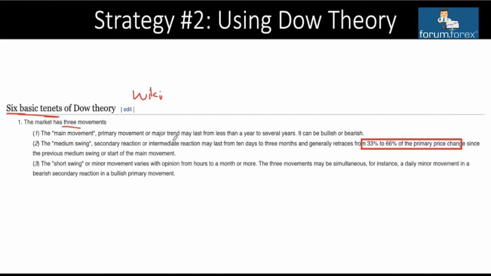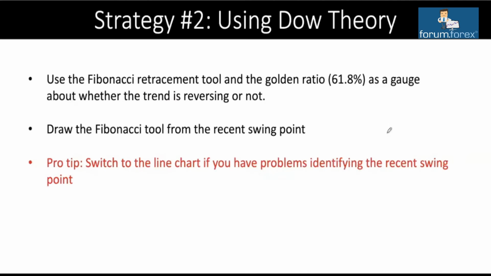So if you look at this Wikipedia and find out what the Dow theory is, you will notice this portion over here, and this is the portion that we are going to use to identify a trend change. I'll just read it to you. It says over here that the medium swing or secondary reaction or intermediate reaction may last from 10 days to 3 months and generally retraces from 33 to 66% of the primary price change since the previous medium swing or start of the main movement. So the key is 33% to 66%. This is the key. So let me show you how you use it.